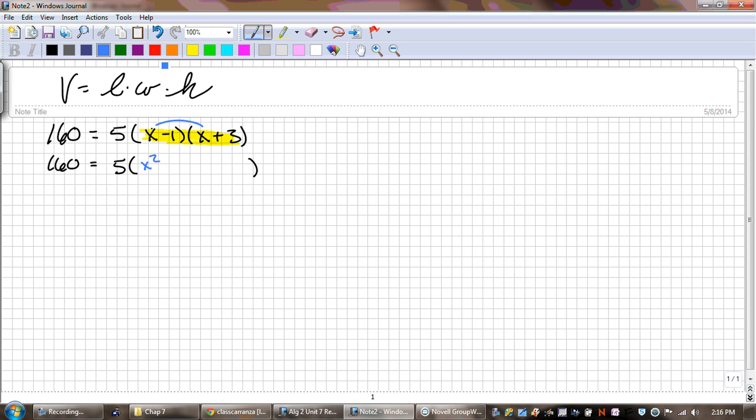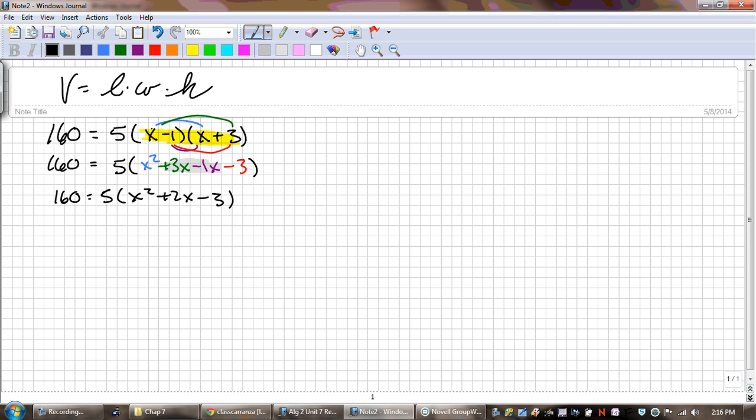We get x squared. X times 3 is 3x. Negative 1 times x is negative 1x. And negative 1 times 3 is negative 3. Now, before I start distributing again, I'm going to combine my like terms. And we get x squared plus 2x minus 3.